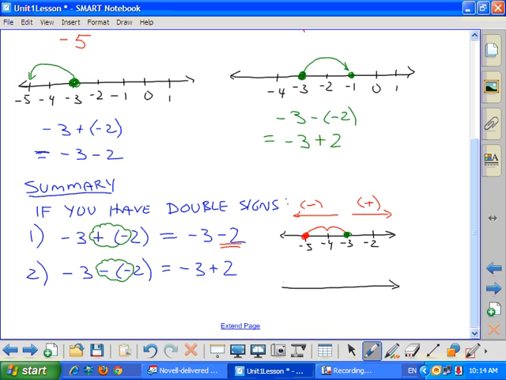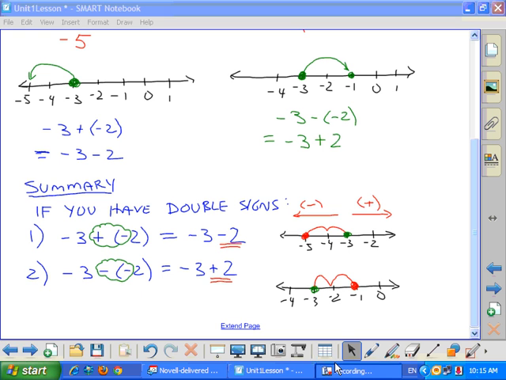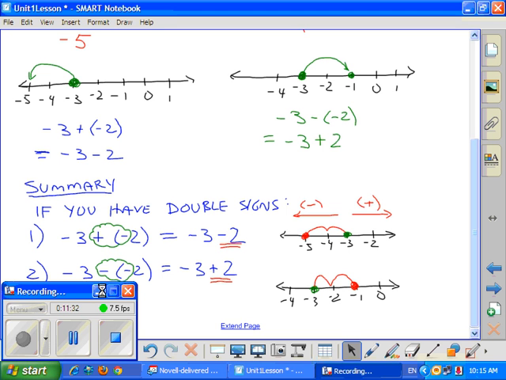Similarly, setting it up the same way, so 0, -1, -2, -3, -4. Okay, -3 is our starting point again. Now it says to add 2. Add 2 means go to the right, so we go up 2 spaces, and the answer is -1. So it becomes much easier to complete the adding and subtracting of integers when you have one symbol to worry about.